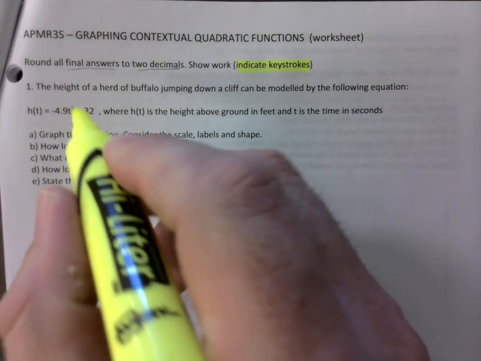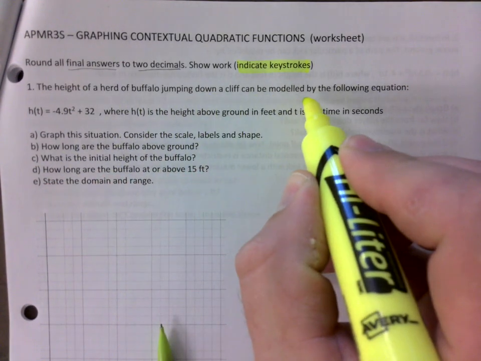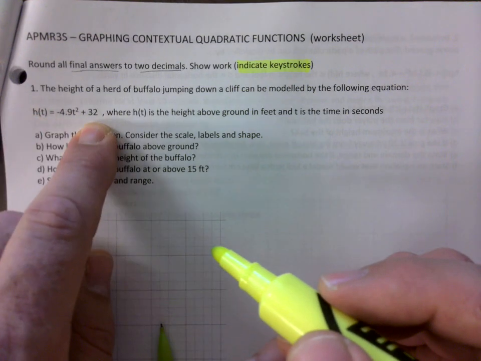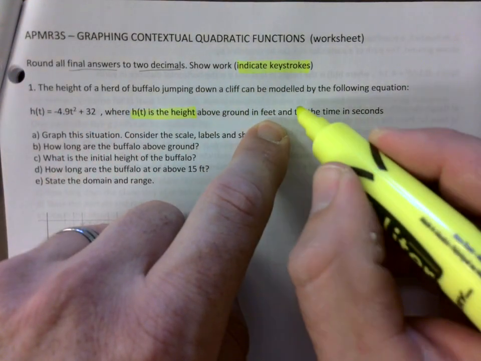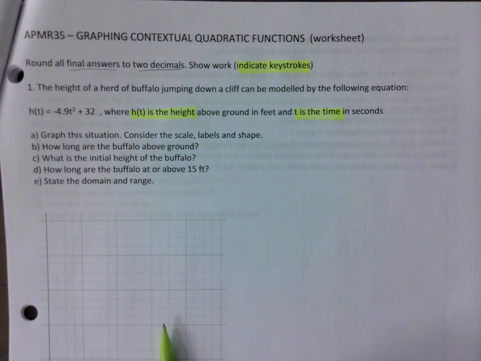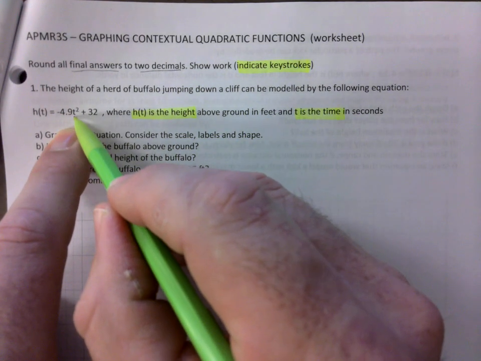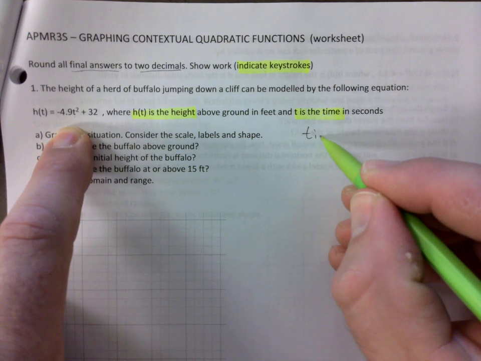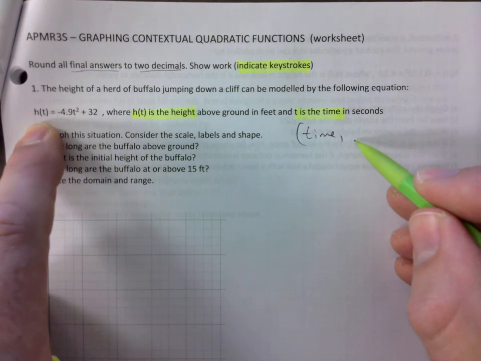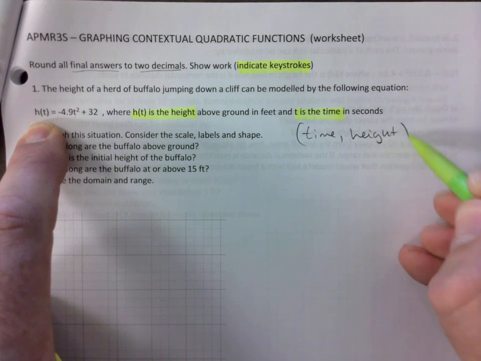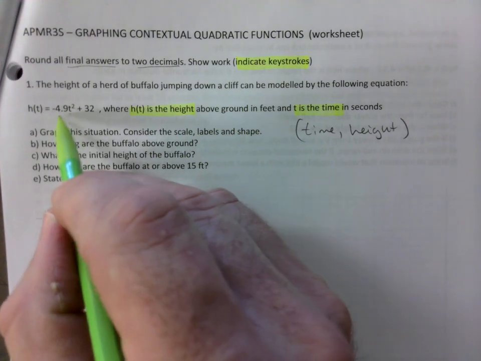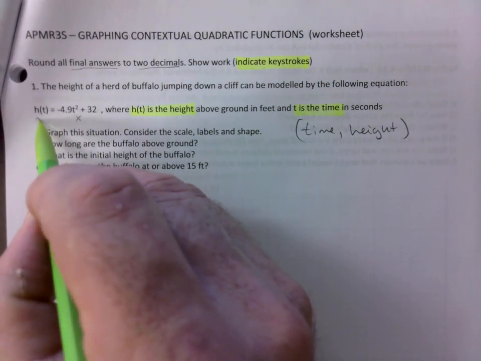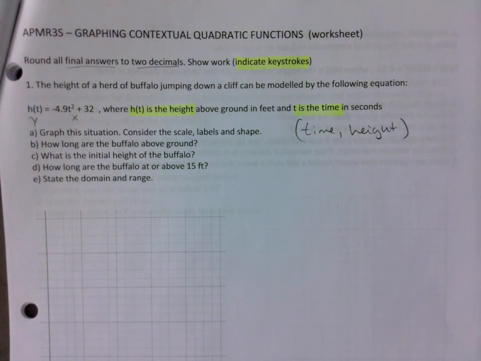Okay, here we go. The height of a herd of buffalo jumping down a cliff can be modeled by the following equation, where h of t is the height in feet, and t is the time in seconds. So we know that this variable is my x variable, time, and height is my y variable. Make sure you don't mix that up, because some students mix it up. The x is always on this side, the y is always on that side. We will never trick you on that. Even in grade 12, guaranteed that's your y.